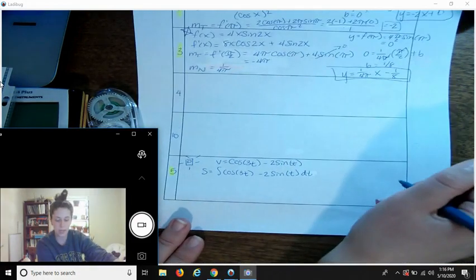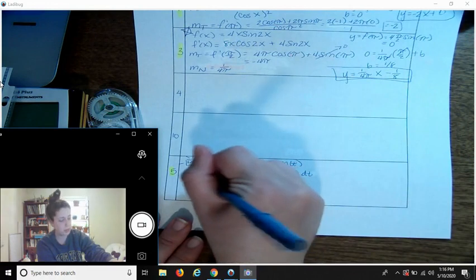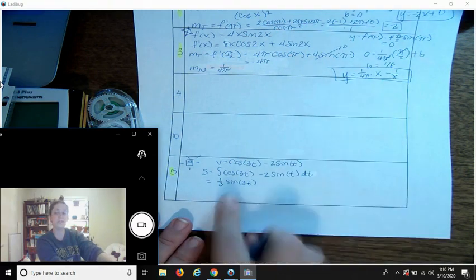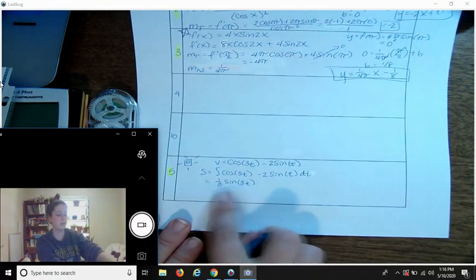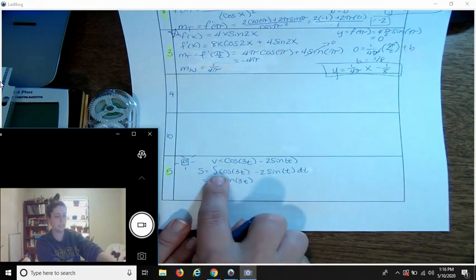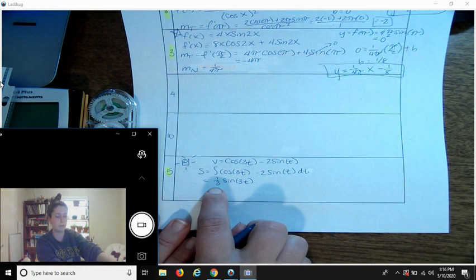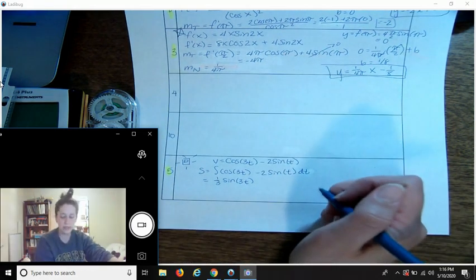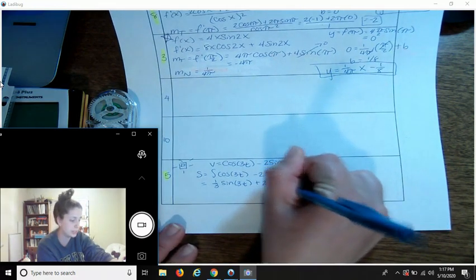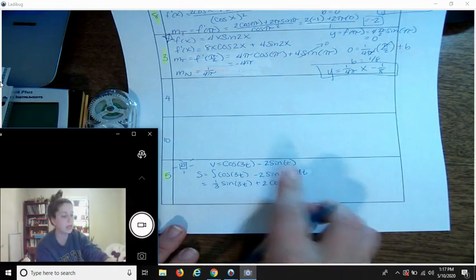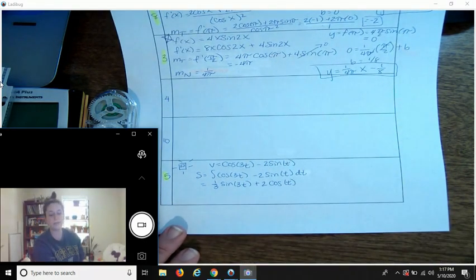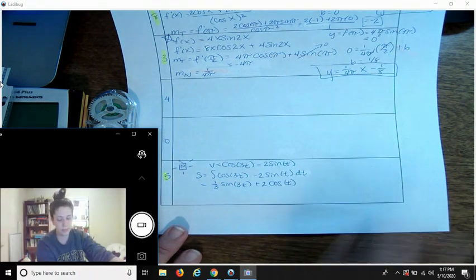Okay. And so I should end up getting 1/3 sine of 3t, because if I took the derivative, I would have to pull out the 3 using the chain rule, but I don't have a coefficient right here, so I need the reciprocal of 3, so that they would cancel out to be 1, and then plus 2 cosine t. The derivative of cosine adds a negative sign, so we would need positive to make sure that negative stays. And then plus c.